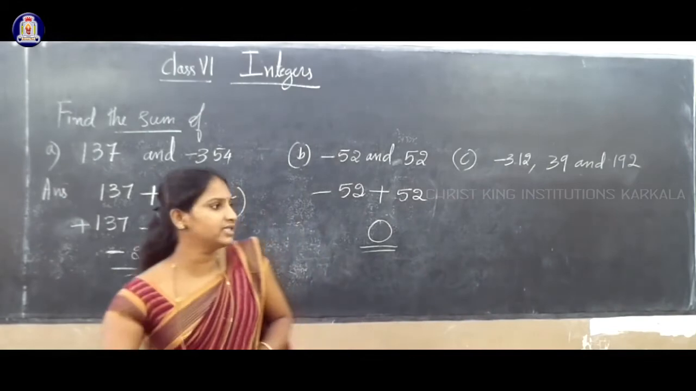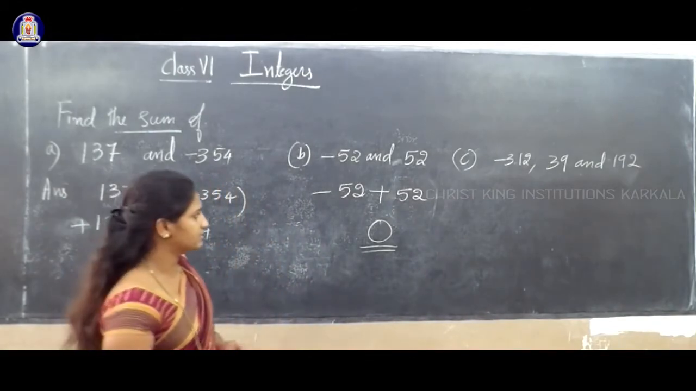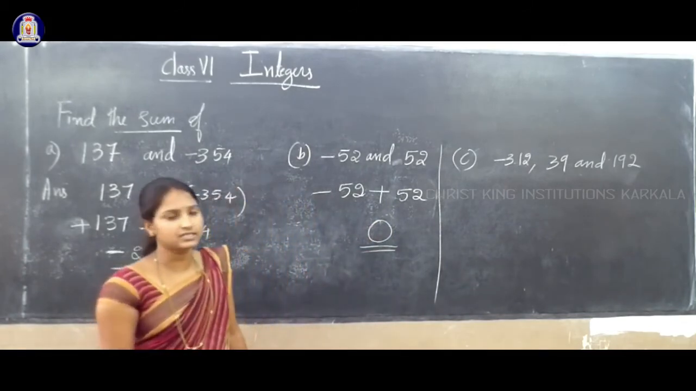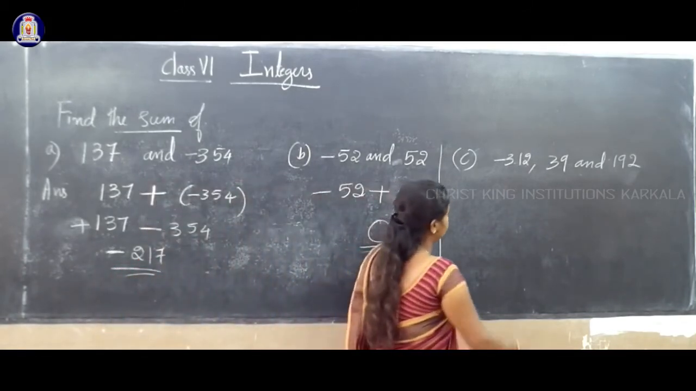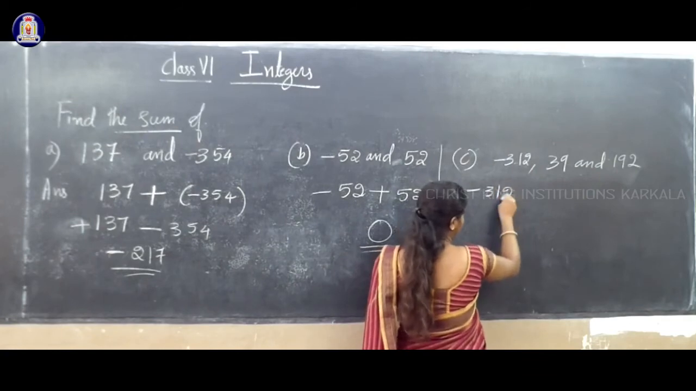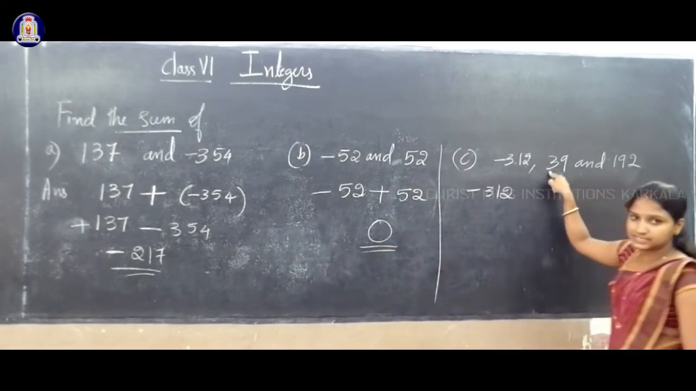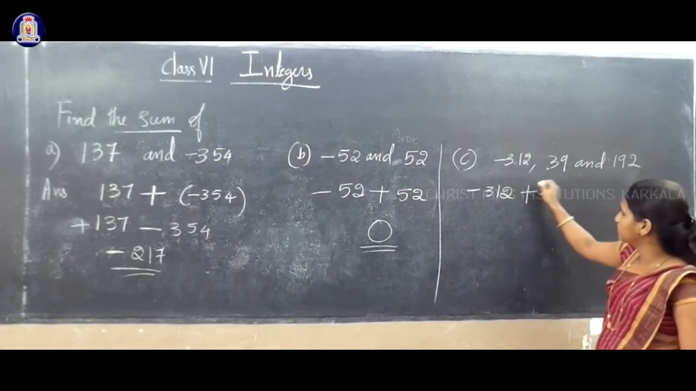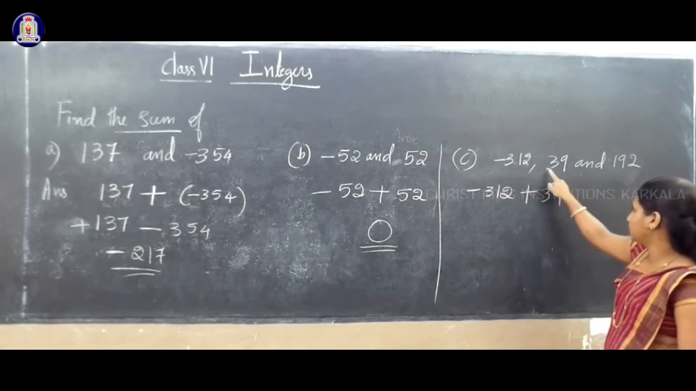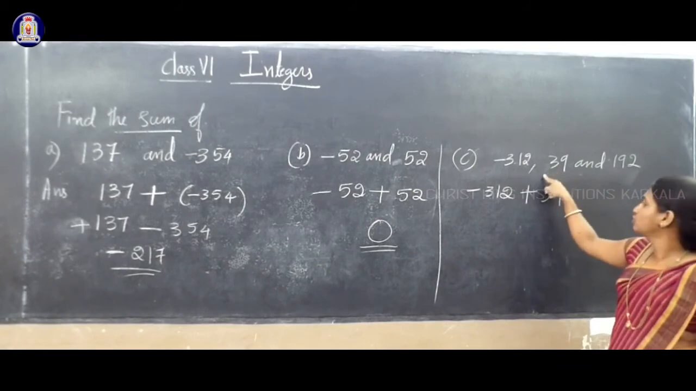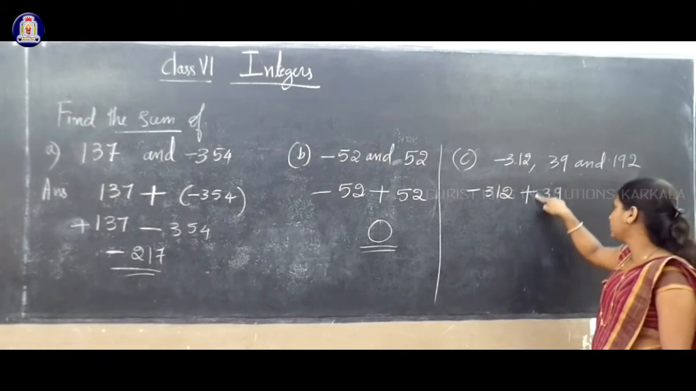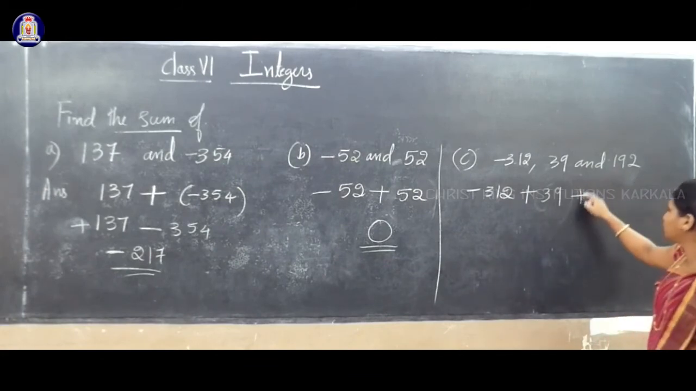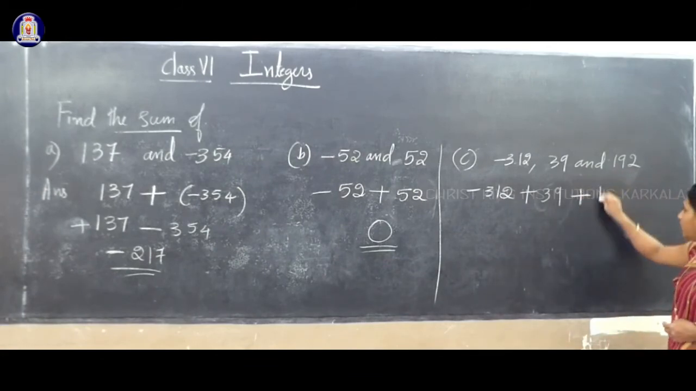So how to add these three integers? Let's say the third question, the integers are minus 312 and one more integer, plus 39. Right? So what do we have to do? We have to find the sum. So plus 39, the integer is a positive integer, so no need of writing in the bracket. Directly we can write it here, plus 39, and one more integer that we also have to add, so plus 192.